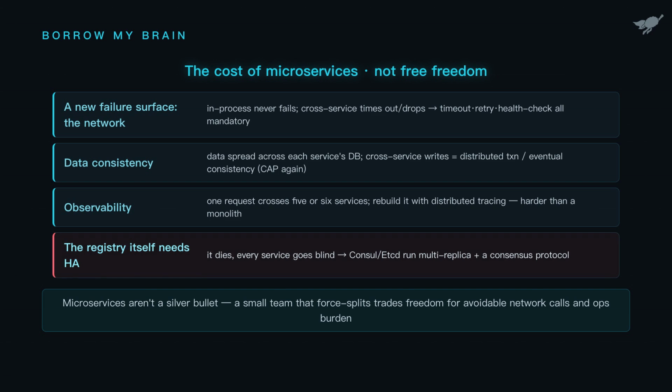Third, observability. One request passes through 5 or 6 services, and when something breaks, you have to lean on distributed tracing to stitch it back together segment by segment, far harder than debugging inside a monolith. So microservices aren't free freedom. They're development autonomy bought with operational complexity.